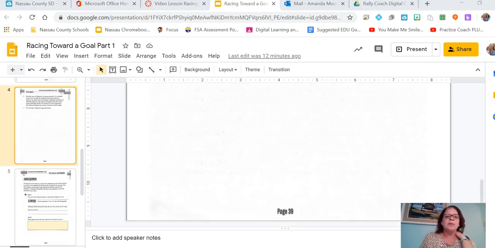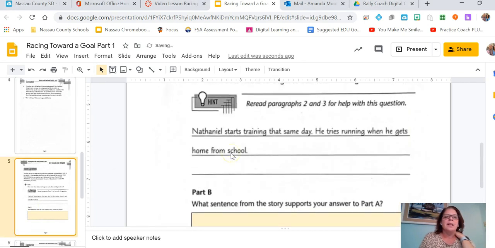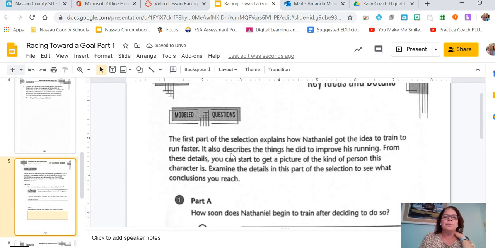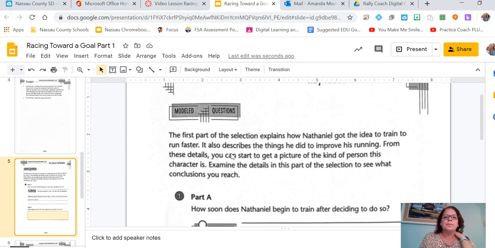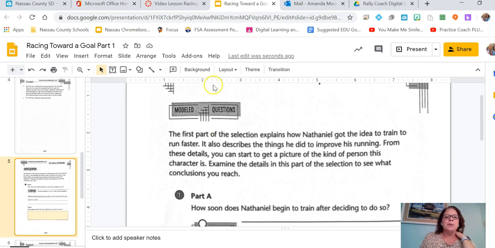Okay, so now we're going to move into the next section of the lesson where we're going to actually cite textual evidence from the story. So go to slide number 5 for me. And the very first question, before we read the question, we're going to read the top part right here.